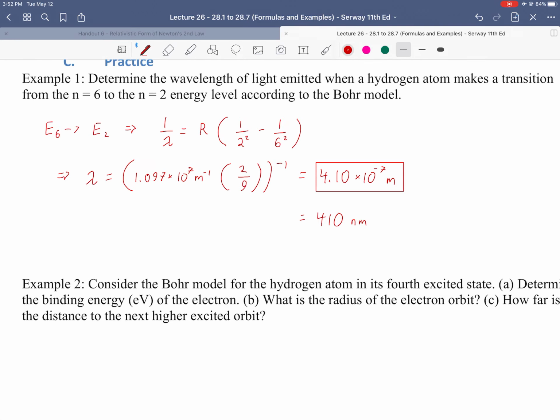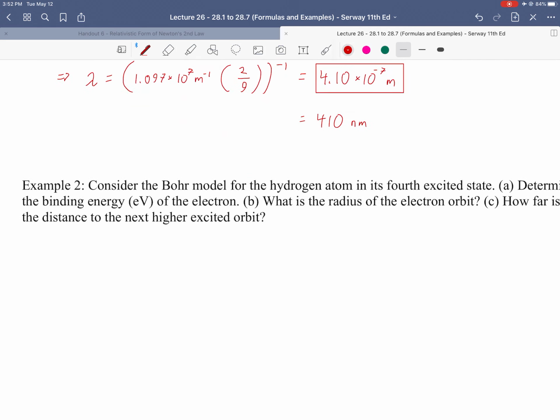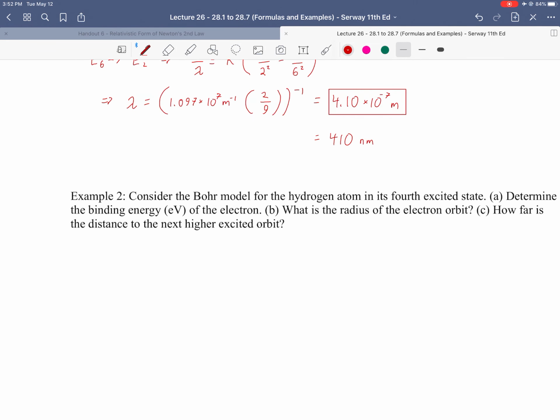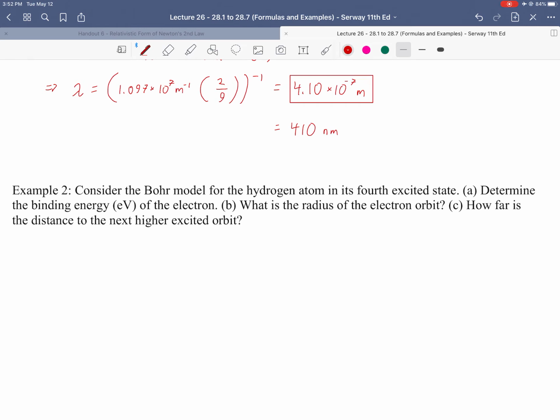All right, so let's take a look at another example. So I wanted to look at this one. Consider the Bohr model for the hydrogen atom in its fourth excited state. Determine the binding energy of the electron. That's part A. Part B, what is the radius of the electron and how far is the distance to the next higher excited state? Okay. All right. So to find the binding energy, we need to find out what is its total energy in the fourth state, and then subtract that energy compared to the ground state.